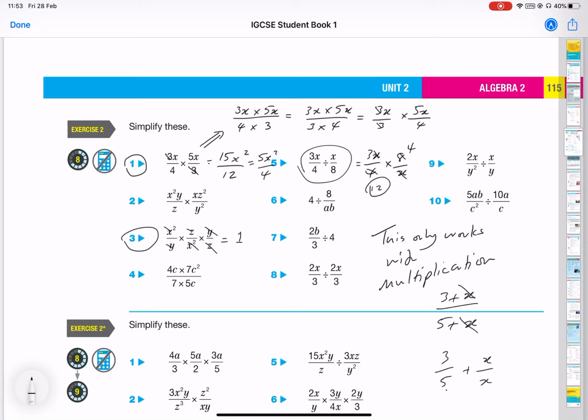Right. So, again, with practice, you'll find that when you're doing division, I can see now I've got 2x there, and I've got 2x there, I've got 3 there, and I've got 3 there. So that's all going to cancel down to 1.